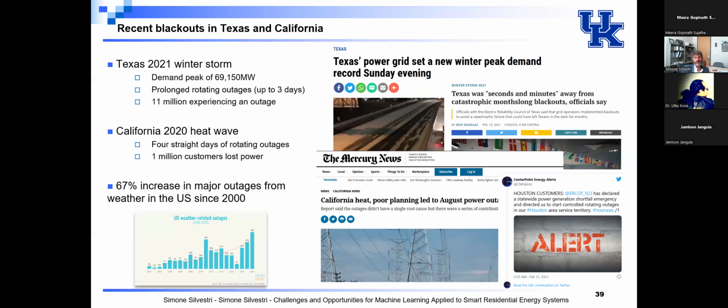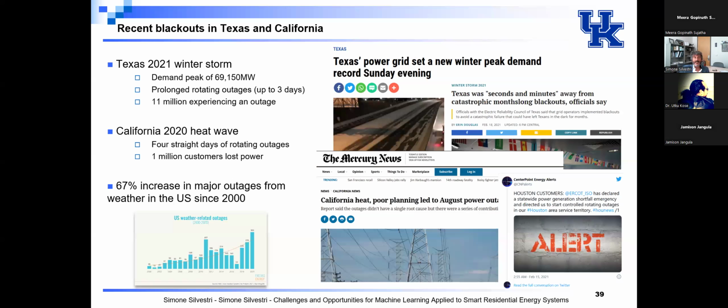So you may have heard of the recent outages that have happened in Texas and California in the recent years. So in Texas, we had a winter storm that caused a peak demand of more than 69,000 megawatts. And this caused the system operator to introduce what are called rotating outages. So basically they shut off on purpose some part of the system just to try to keep the demand more or less under control with respect to what they are able to generate.